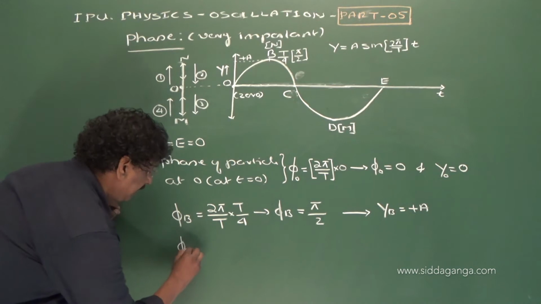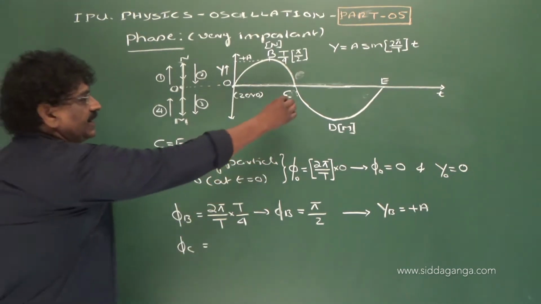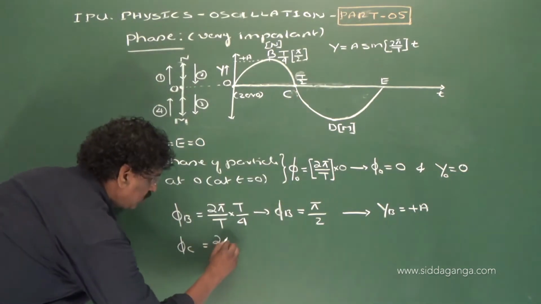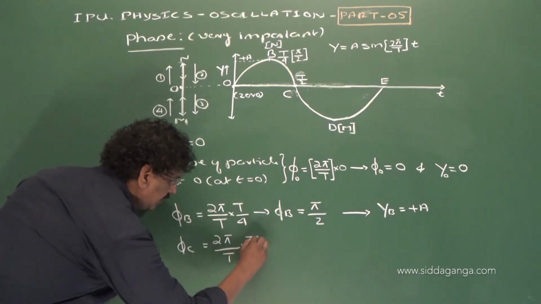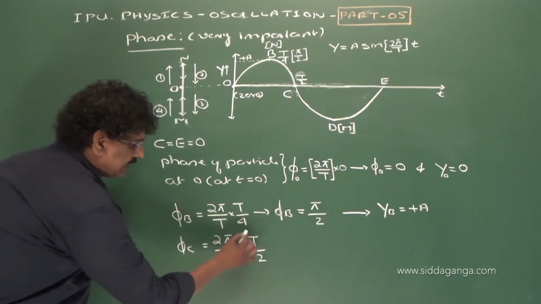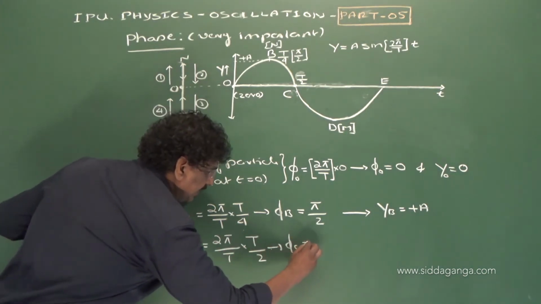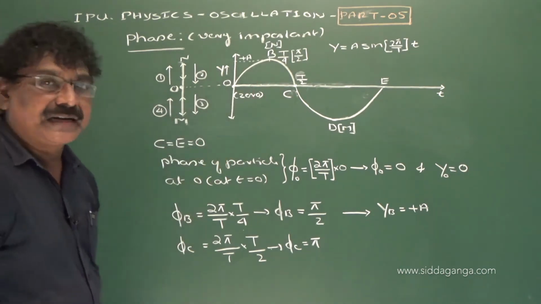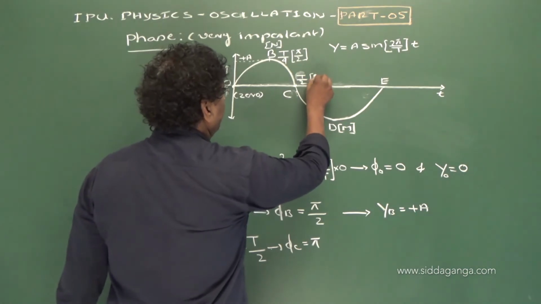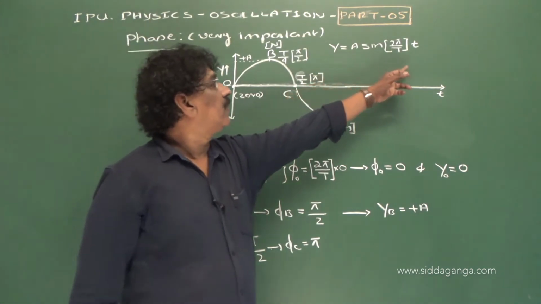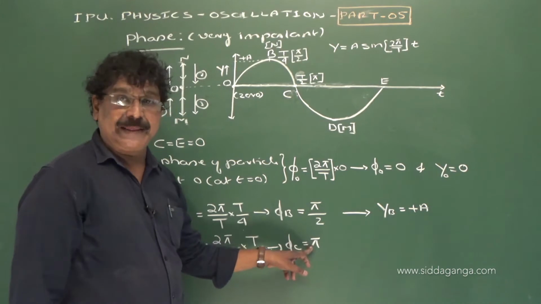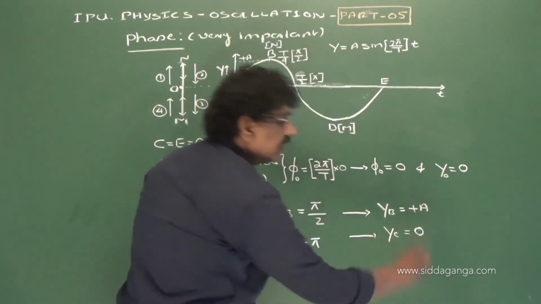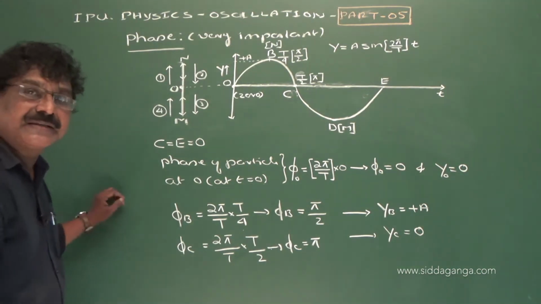Now we have phi C, the phase at C. The time taken at this point is T by 2. Therefore, it is 2 pi by T into T by 2. So 2 gets cancelled, T gets cancelled. Therefore, the phase at C is equal to pi. So the time at C is T by 2, or the phase is pi. When I substitute pi, I get the position at C, YC is equal to 0. At C, the displacement is 0.